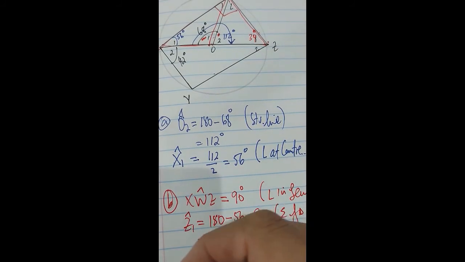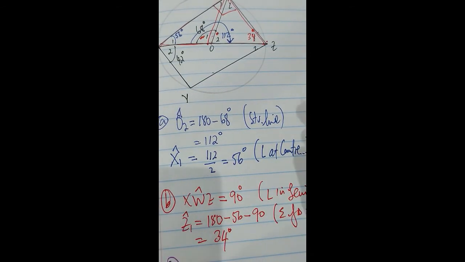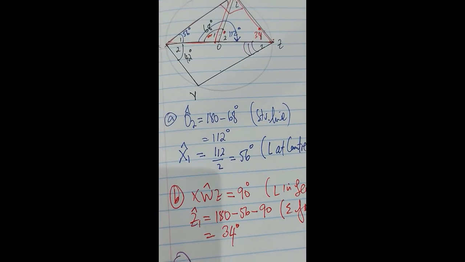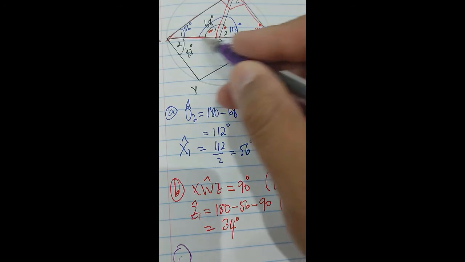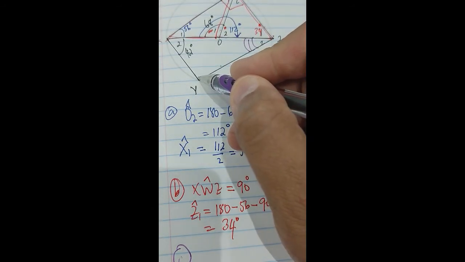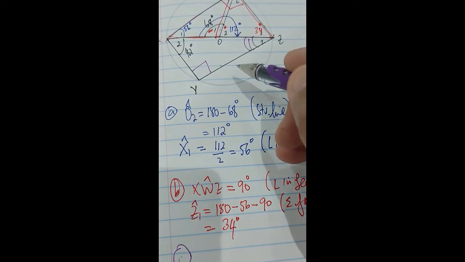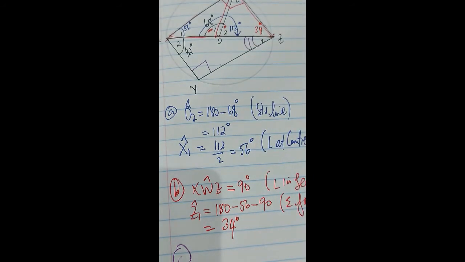Let's look at C. In C, they want you to work out Z2, which is this angle here. So for Z2, I need to go with sum of triangles here. But we're short of this angle here, angle Y, sorry. But we know that angle Y is 90 degrees. Why? Angle in semicircle, and then sum of triangles there.